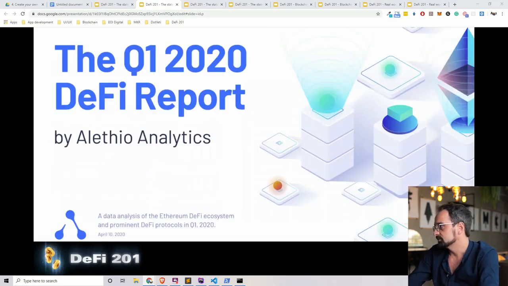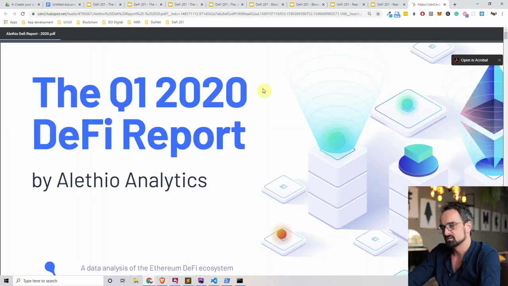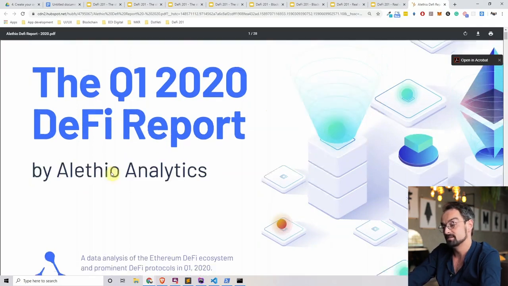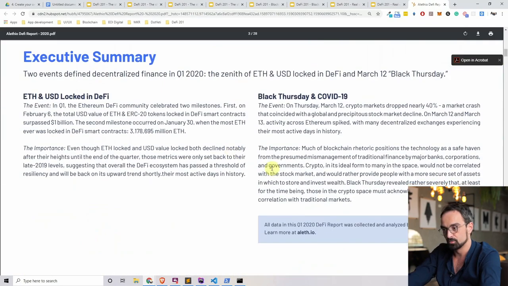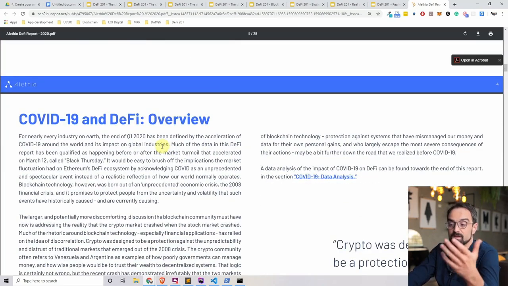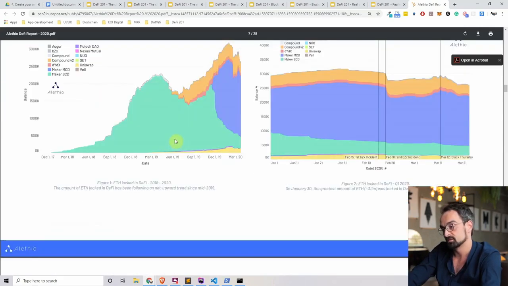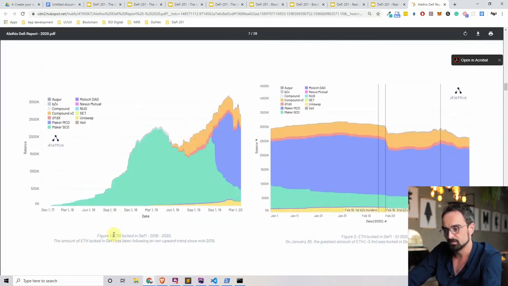All right, so also a very interesting report that I want to discuss with you guys is the Q1 DeFi report from the Atleo Analytics team. In this report, you can really see in depth which conclusions you can also draw if you go to the portals yourself. You can see what's going on in the decentralized financial ecosystem, and they analyze it more in depth.